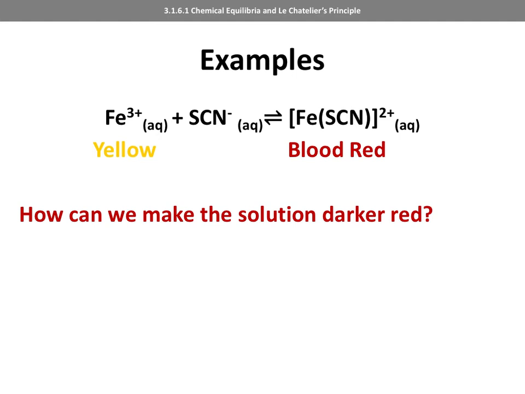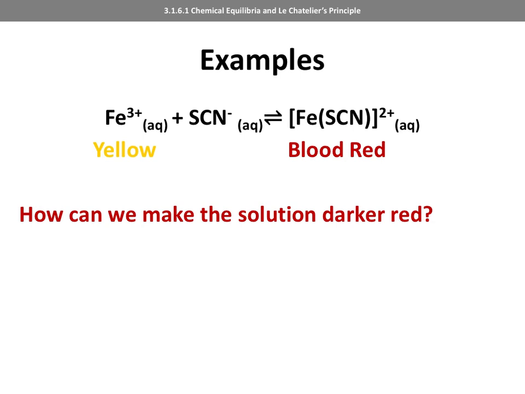And as far as changing the temperature is concerned, we don't know which is the exothermic or endothermic direction in this reaction. So really what this question is asking us is how can we change the concentration, or what concentration can we change to make the solution darker red. So we need to shift the position to the right. So the simplest thing to do is to increase the concentration of either the Fe3+ or the SCN-.